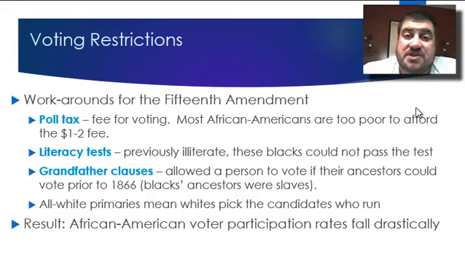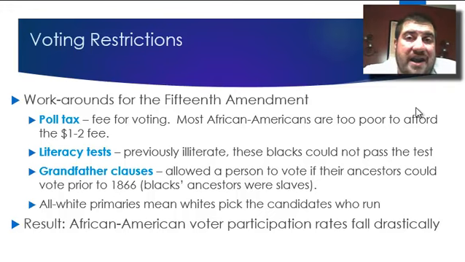So those restrictions are the poll tax, which is a fee for voting, and most African Americans are too poor to afford that. Literacy tests, which most of these blacks are still illiterate, so they cannot pass the test. And then grandfather clauses. We'll let you vote just as long as your ancestors could vote prior to 1866, and black ancestors were slaves during that time, so they're not allowed to vote.